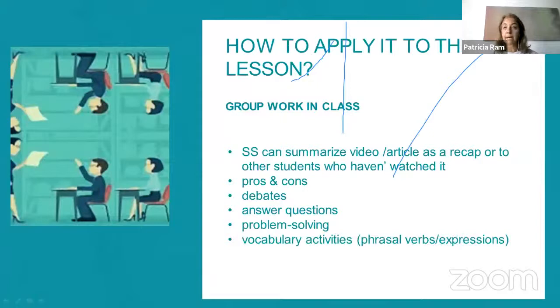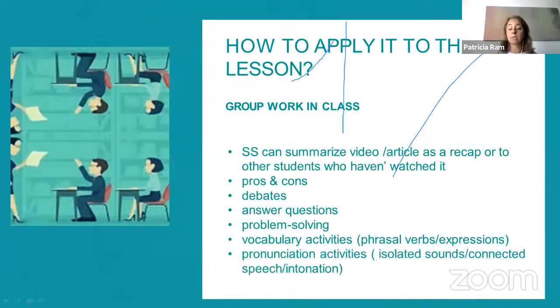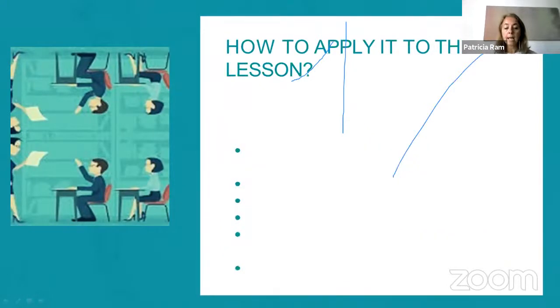You can do a vocabulary activity. These are the typical things that you can work on: phrasal verbs, expressions, vocabulary, functional language, etc. You can do pronunciation activities. You can concentrate on isolated sounds, connected speech, intonation, etc. Okay, and then what happened? We've done the two phases. First of all, phase number 1, work at home. Phase number 2, work in the classroom. And phase number 3, a follow-up lesson.